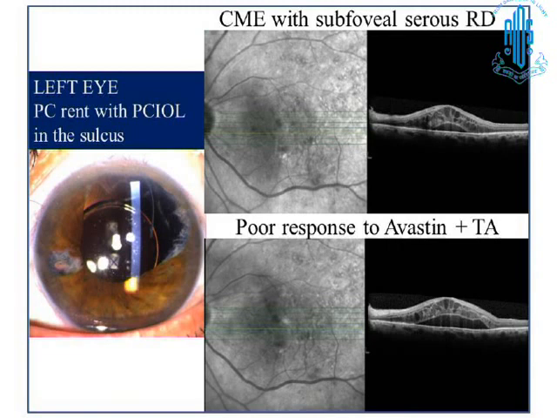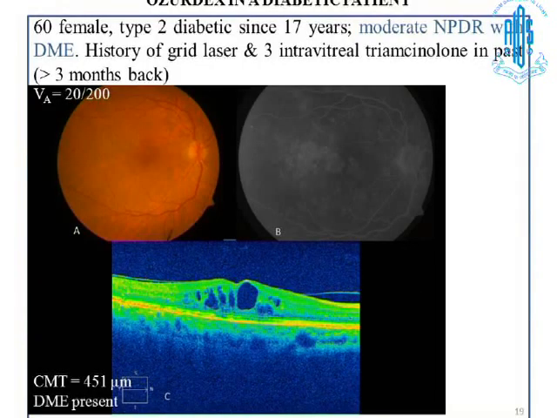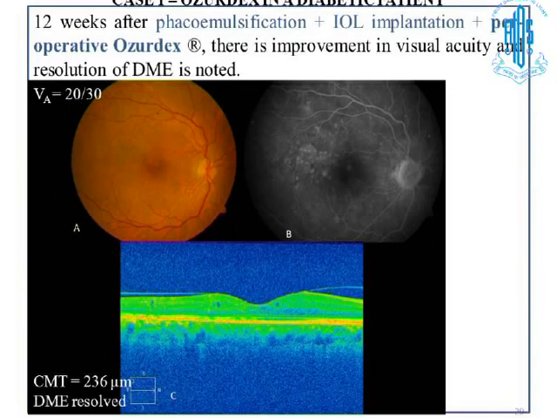This is a 60-year-old female patient, type 2 diabetes, with repeated injections of intravitreal triamcinolone, and grid laser also done. And this is the picture. At 12 weeks post-operatively after phacoemulsification, IOL implantation and per-operative Ozurdex, there is improvement in the visual acuity as well as resolution of the DME.